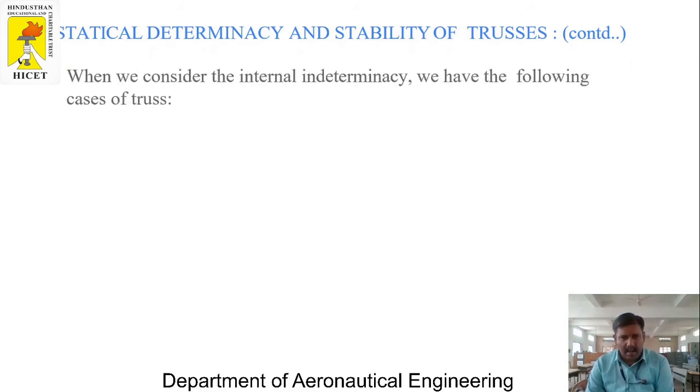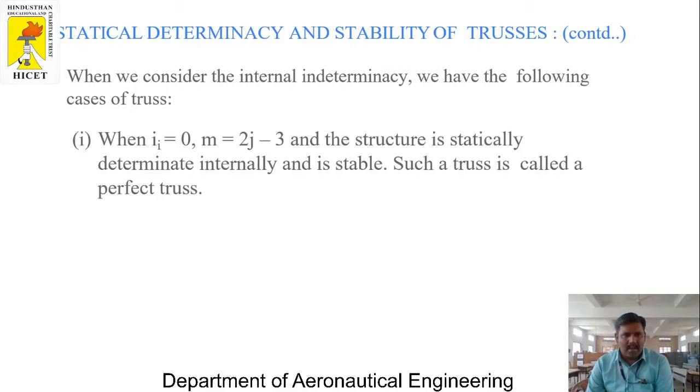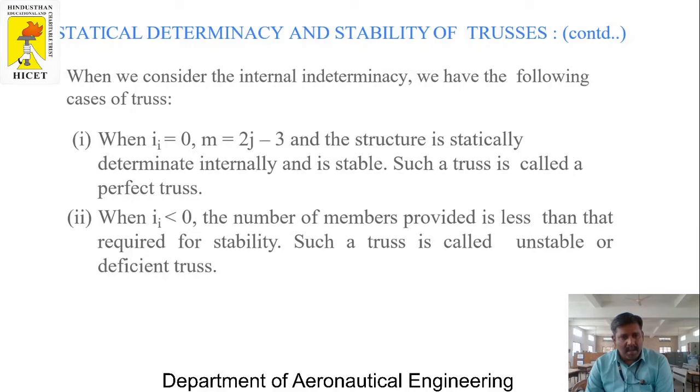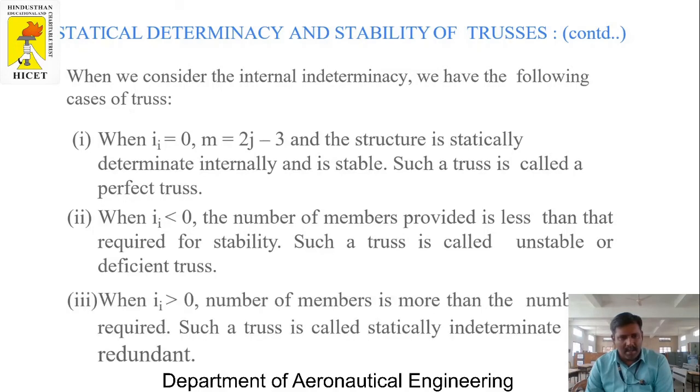When we consider the internal indeterminacy, we have the following cases of trusses. First case, when i suffix i is equal to 0, m is equal to 2j minus 3, and the structure is statically determinate internally and is stable. Such a truss is called a perfect truss. When i suffix i is less than 0, the number of members provided is less than that required for stability. Such a truss is called an unstable or deficient truss. The third case is when i suffix i is greater than 0, the number of members is more than the number required. Such a truss is called statically indeterminate. It is also called redundant.